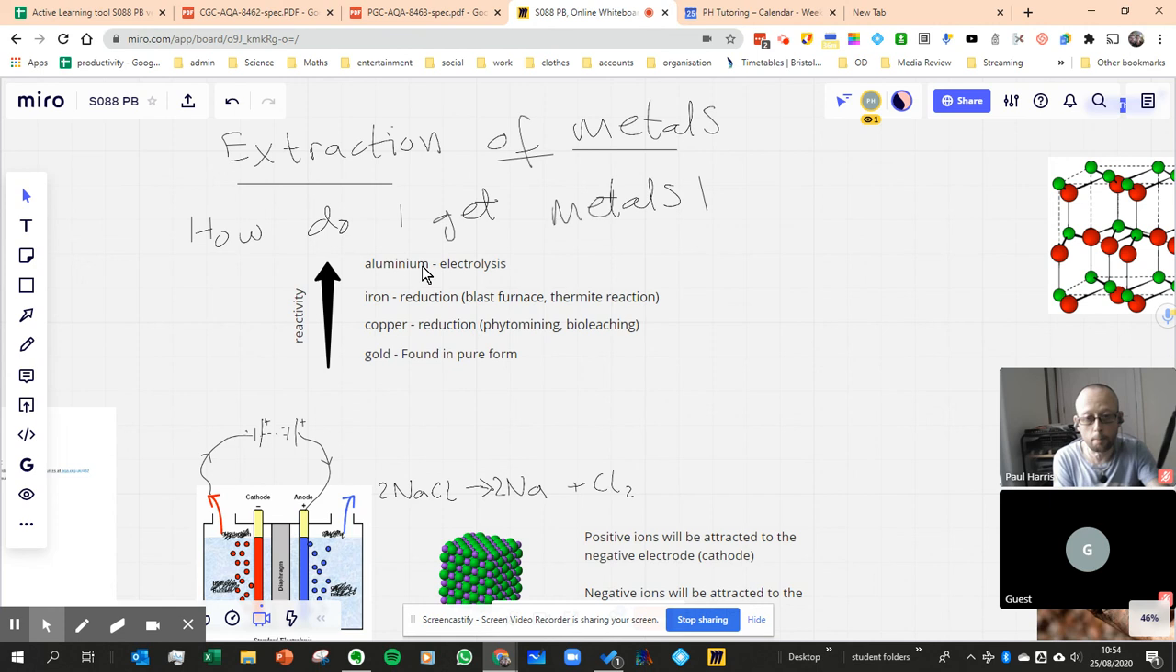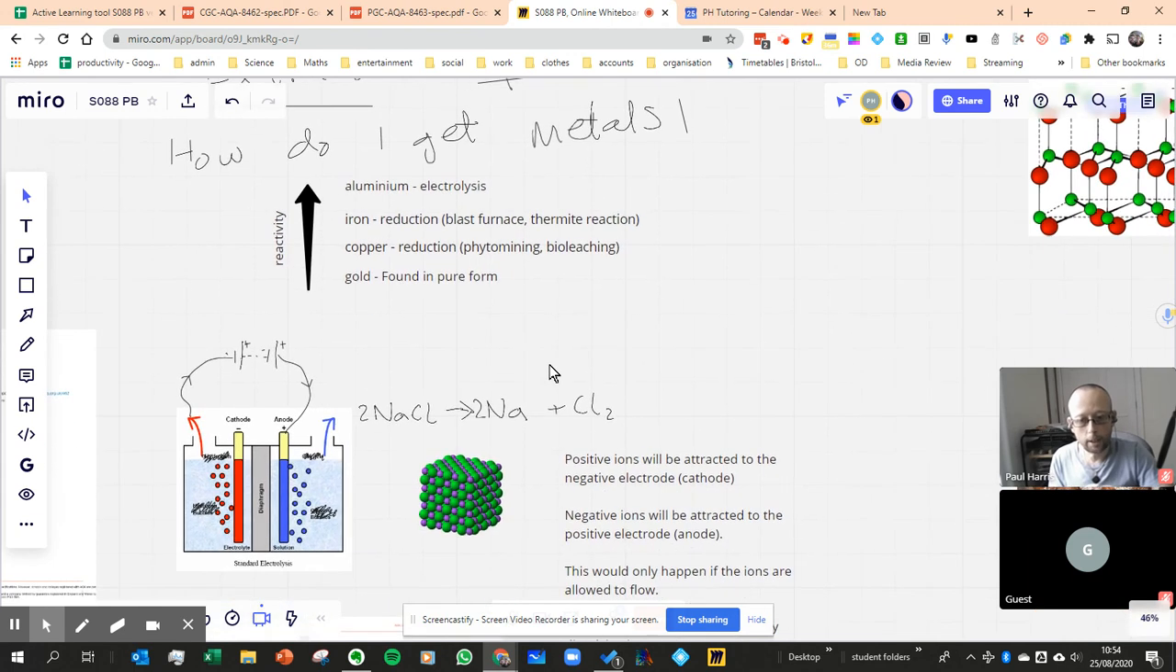I could react it with something more reactive than aluminium and displace it that way, but that would just not be worth it, because then I'd end up losing that other thing and so on. So with iron and copper, I can use a type of displacement which we can call reduction. I'll look at that later on. And gold, you don't need to use any of them because you find it naturally.